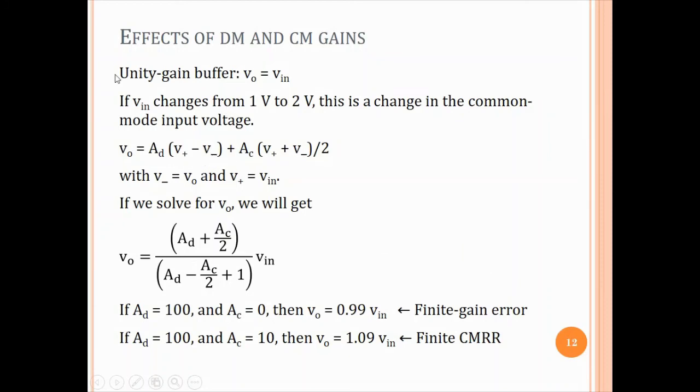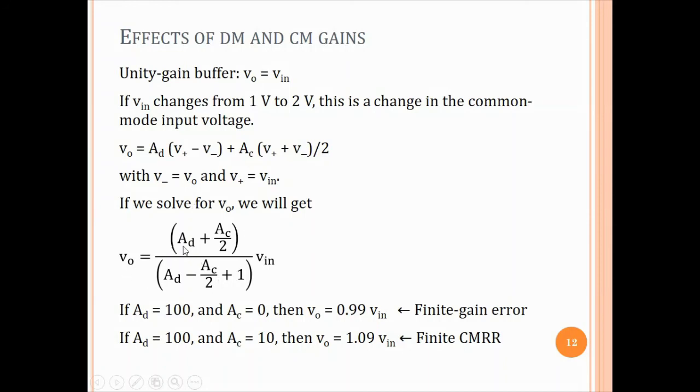So for our unity gain buffer, the output terminal is connected to the negative input terminal. So V minus is equal to VO, and the input in the unity gain buffer is applied to the positive input terminal. So V plus is equal to V in. So we substitute for V minus VO here and V plus V in here. So we get an equation in VO and V in, and we solve for VO in terms of V in. Then we get this equation.